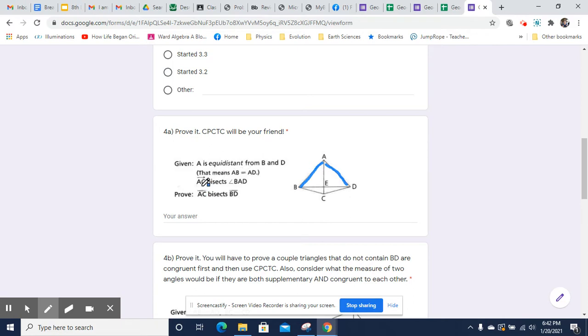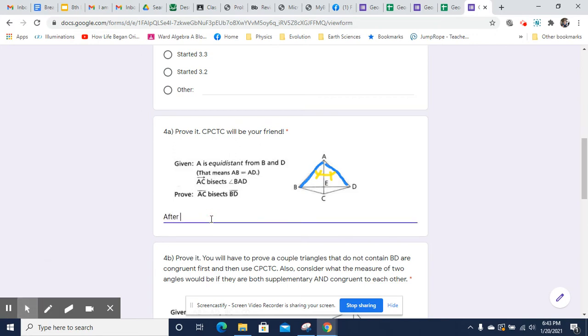We also know that AC bisects angle BAD. So here's BAD, and AC is bisecting it. That means that this angle will be the same as this angle. So let's label that as well. So this angle is congruent to this angle. Those are congruent angles, and that's based on this bisecting. Okay, so that's information we have. So let's start thinking about what we can say.